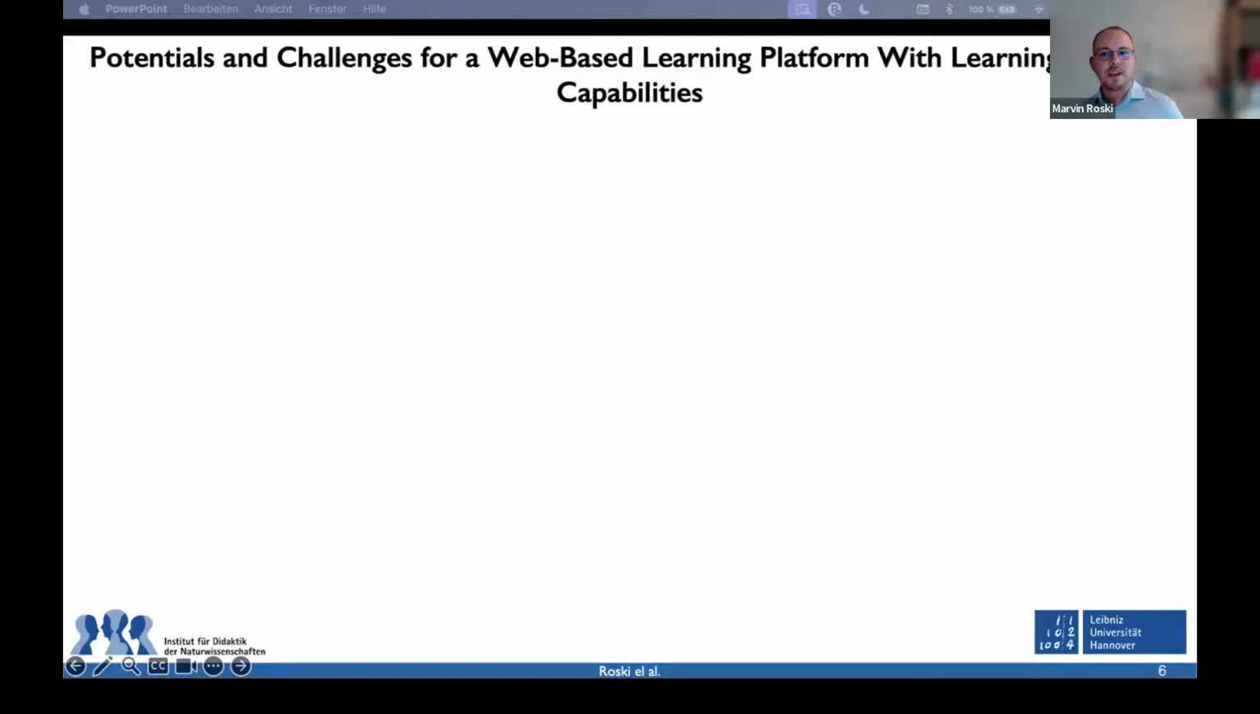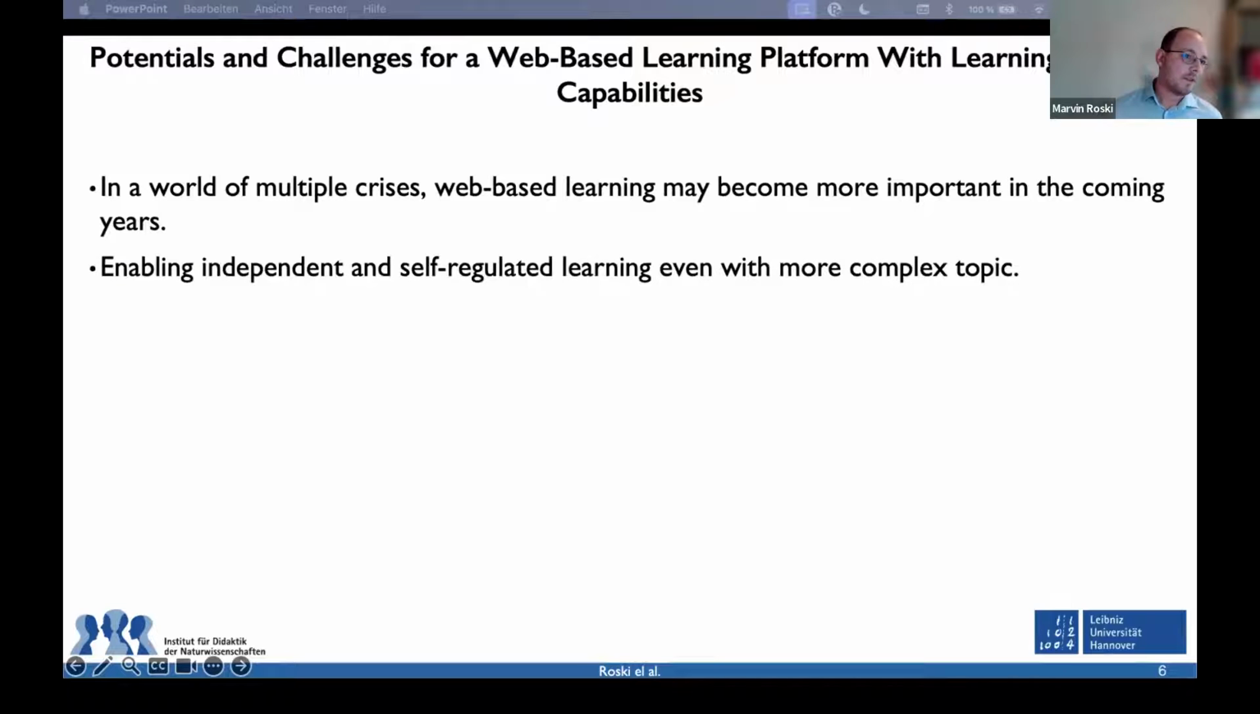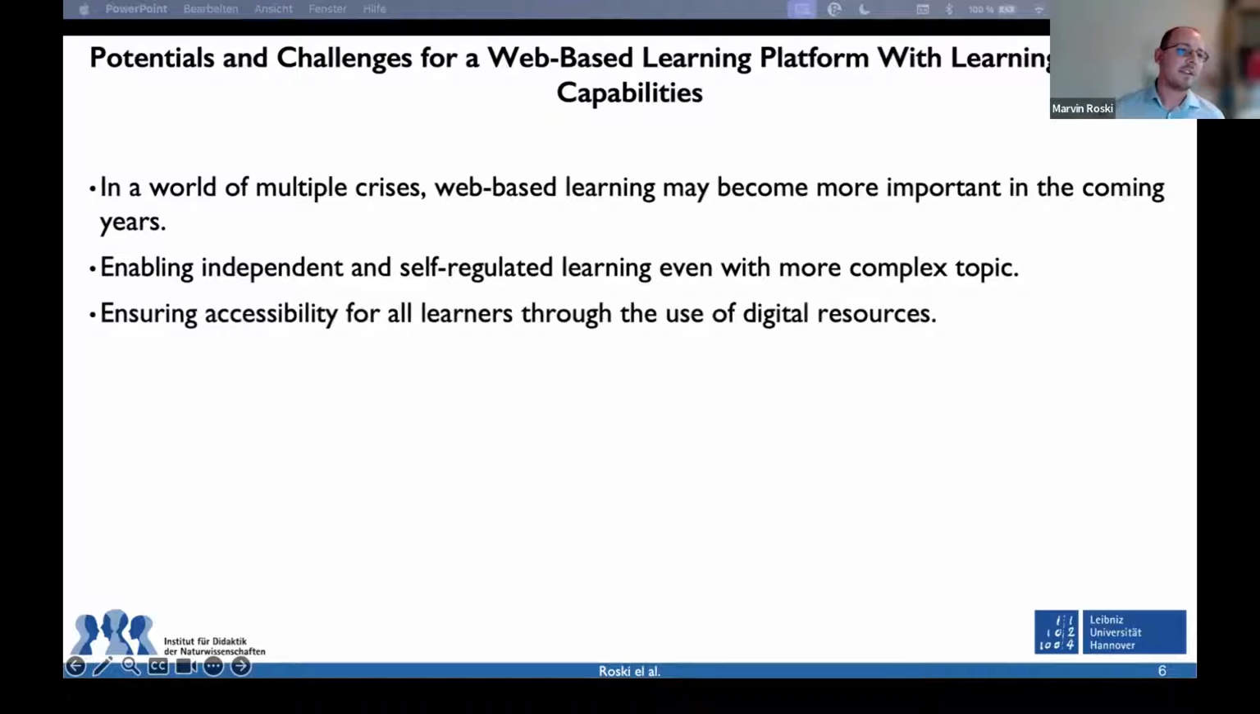So what are some potentials and challenges for a web-based learning platform designed to collect data for learning analytics? In a world of multiple crises, web-based learning may become more important in the coming years. Web-based learning also has the potential to enable independent and self-regulated learning, even with more complex topics, and it can ensure accessibility for all learners through the use of digital resources.